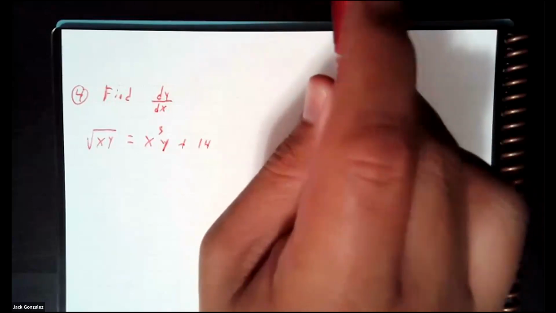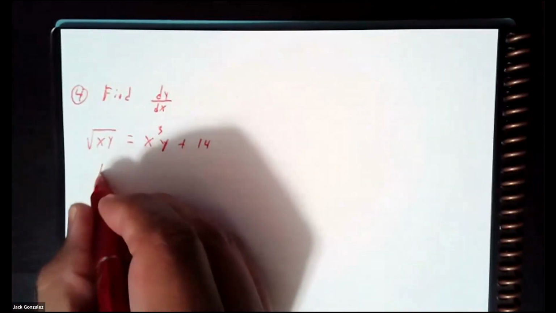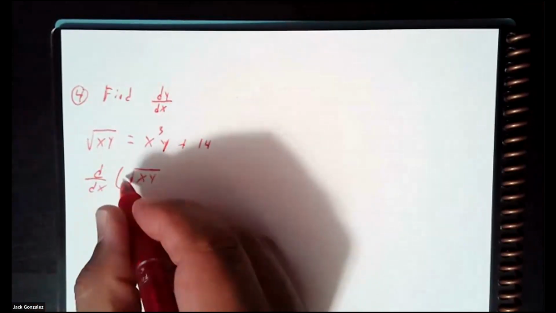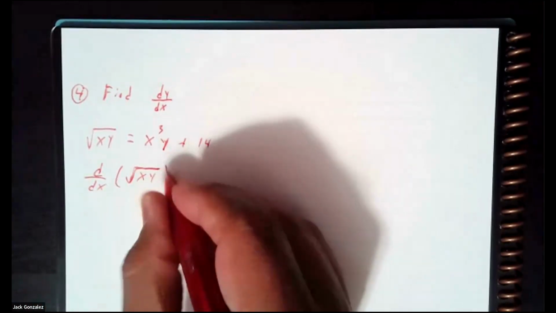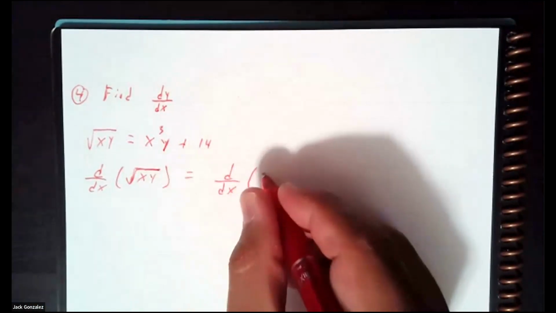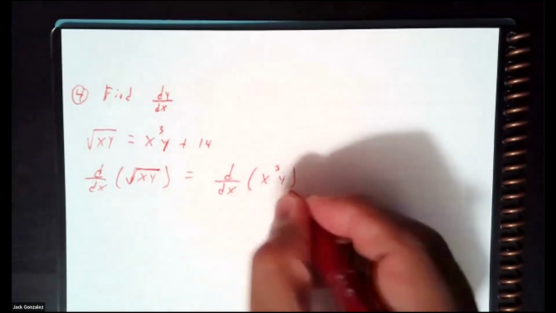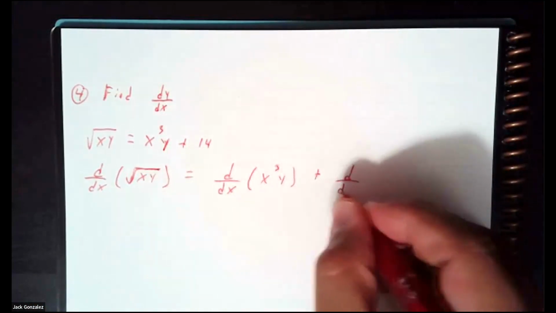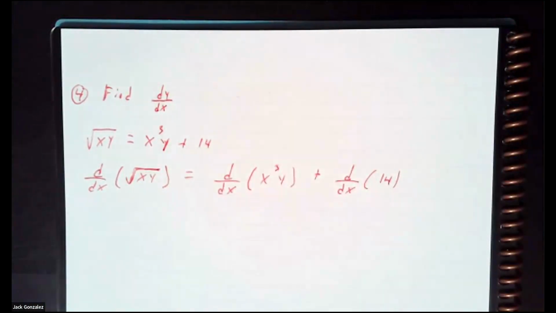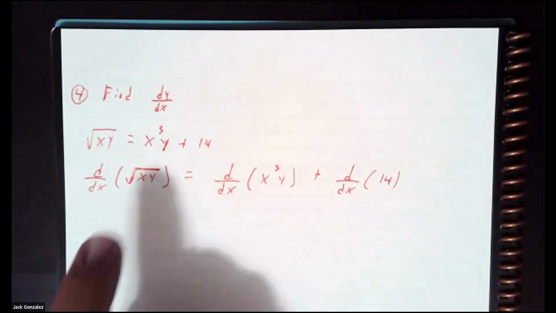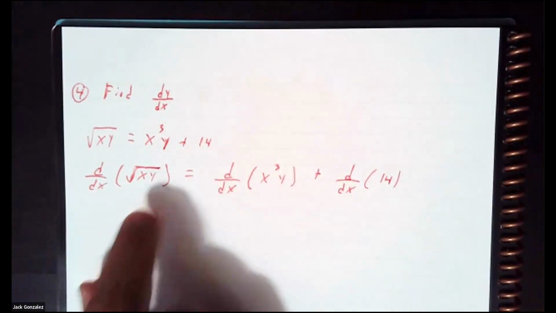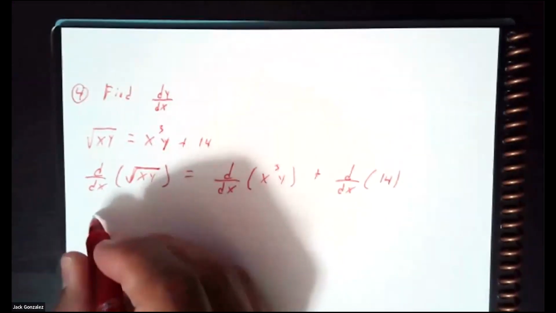So they want dy dx again. So you're going to do d dx of both sides. What kind of derivative is that square root going to be? Is it xy to the half power? Yeah, that's true. That is a good first step.